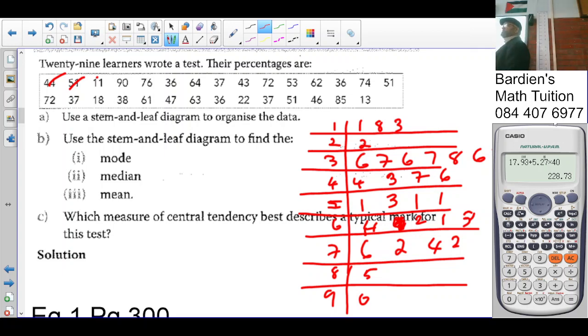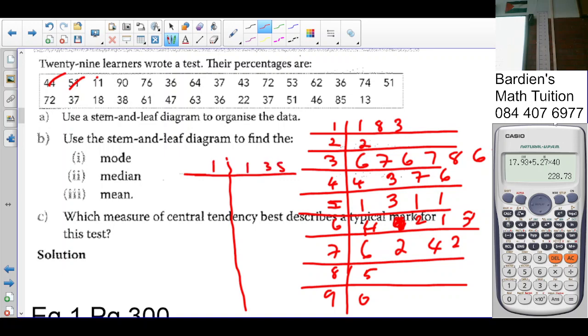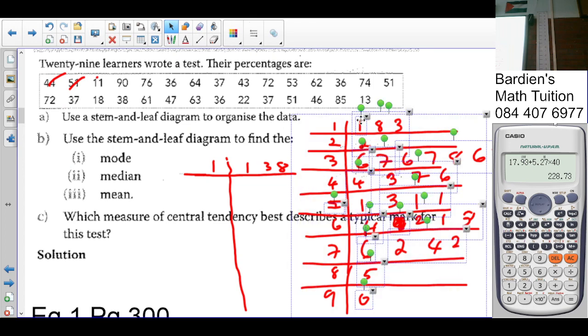Okay, there's only one. So this is an unorganized stem and leaf diagram. So what we do is we organize it. Okay? We start with 1, so it's 1, 3, 8. Can you see that? We conclude that quickly.